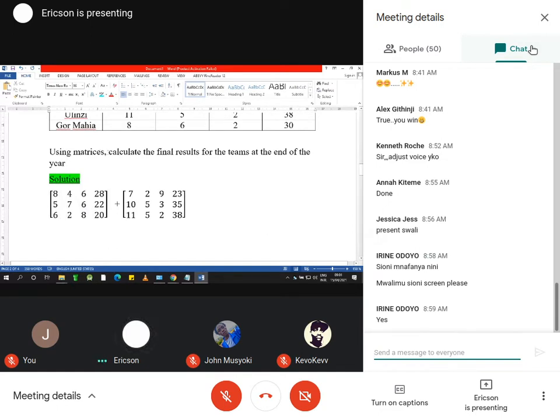Since our question is asking us to use matrices, the first step will be rewriting the data in the form of a matrix, which you have here, and then calculate the final results for the wins. You should sum the wins together so that you can find the total number of wins. The same applies to the losses, the draws and the total number of points.